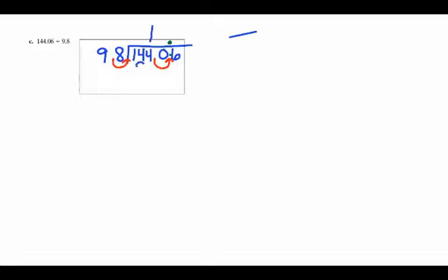1 times 98 is 98. Now we can subtract. We're going to have to do some borrowing, so I'll do that in red so that it's easier to see. We borrow from the 4, which becomes a 3. Now we have 14. 14 minus 8 is 6. Again, we're going to have to borrow from this 1 to make this 13. 13 minus 9 is 4. So we have 46. Next, we're going to bring down the 0.